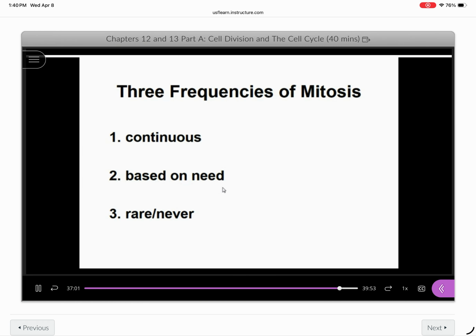Some cells divide rarely or never. Neurons were an example. Muscle cells are another example. Your muscle cells do not divide in your adult body. Sometimes students will ask me, well, how come when you work out, your muscles grow? That's not cell division. You're not growing more muscle cells because you're doing bench press.